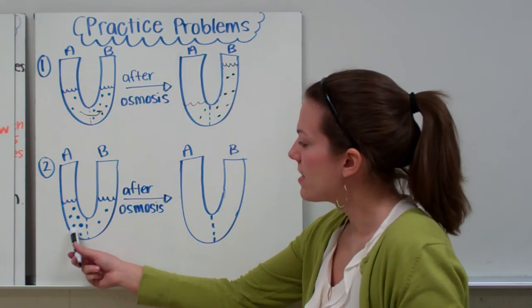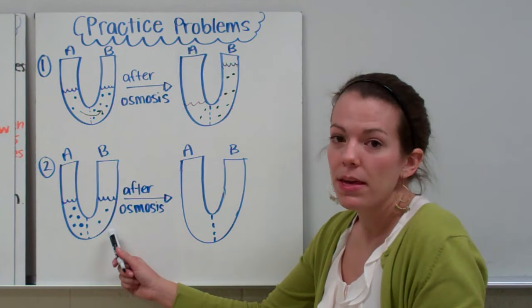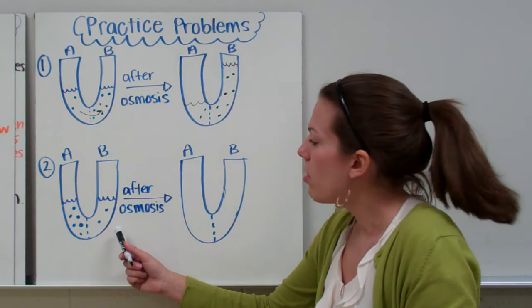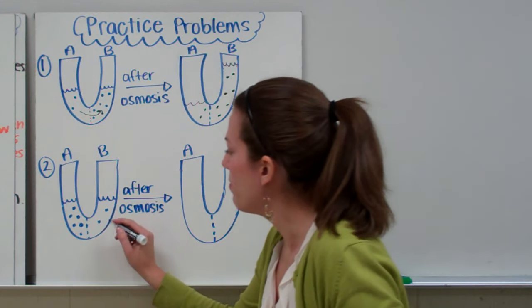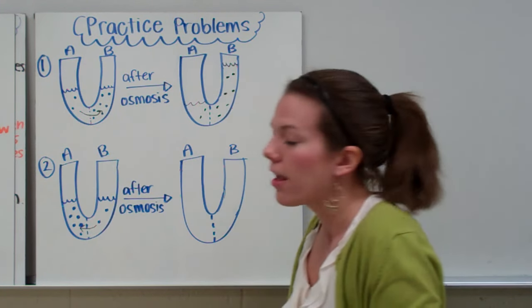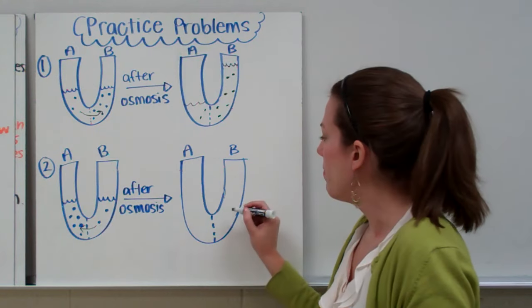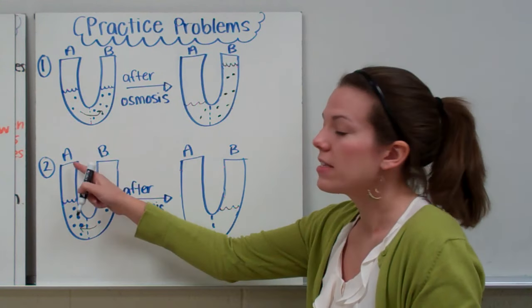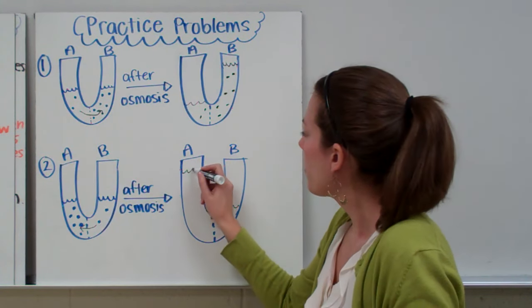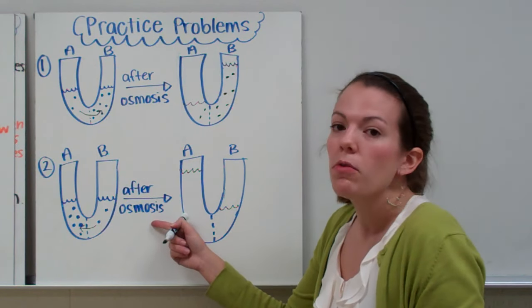This time, side A is highly concentrated with salt, and side B has a low concentration of salt. So we're going to move that extra water from side B over to side A. As a result, the water level on side B will drop, and the water level on side A will rise. Again, in osmosis, we're only moving water.